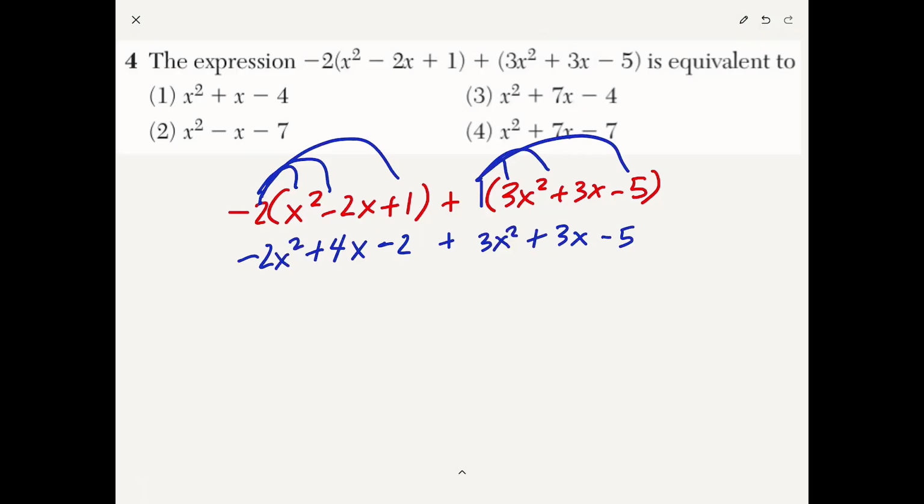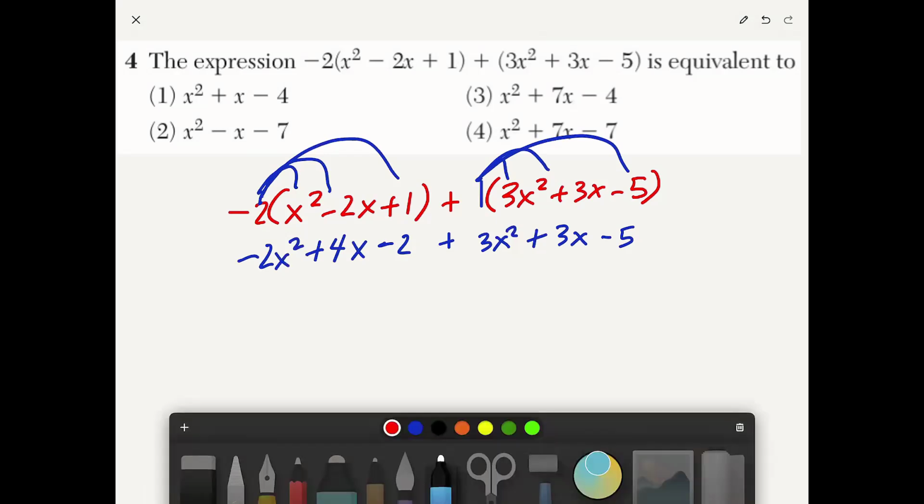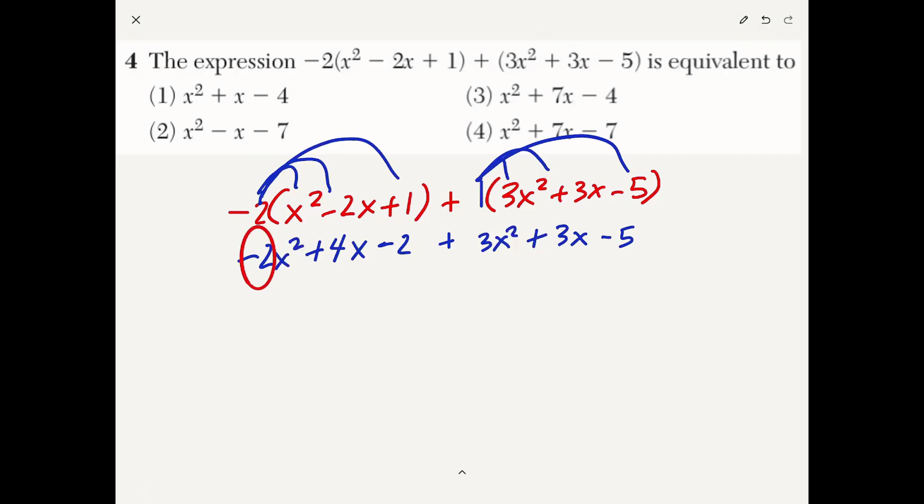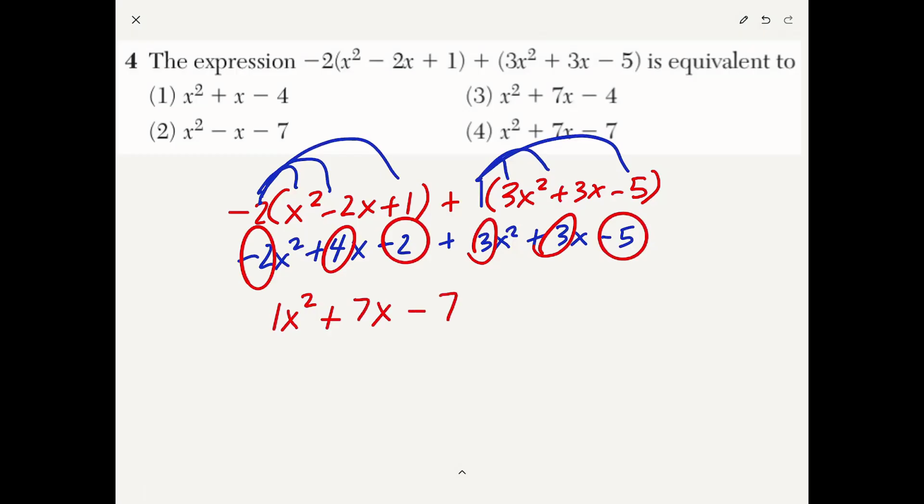So it's going to be a negative 2. I'm going to change this to red. A negative 2 plus a positive 3 is going to be a positive 1x squared, because a negative 2 plus 3 is 1. And then I'm going to do a positive 4 and a positive 3. I'm adding those, so it's going to be 7x. And then a negative 2 and a negative 5, adding those together, is going to be a negative 7. Boom, that's it. Now, that means answer choice number 4 is our answer.